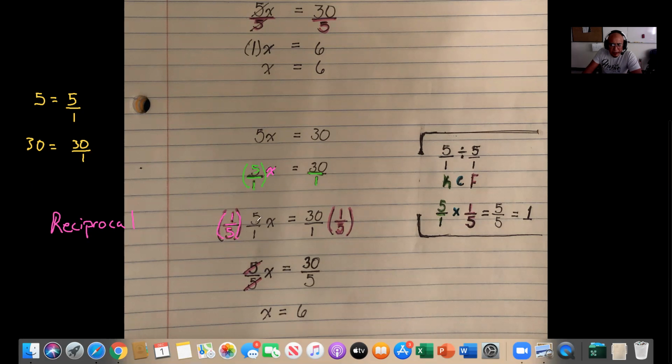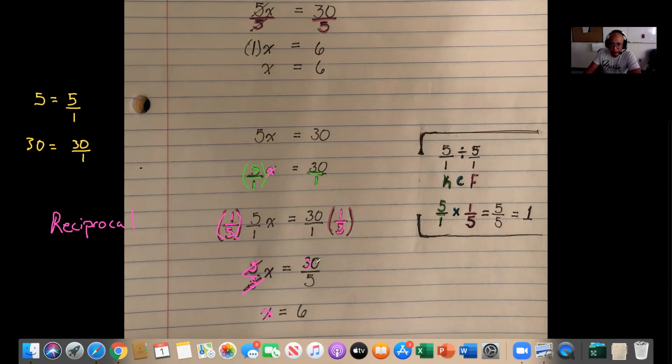Why? Well, remember, I want to get rid of this 5 over 1. And what happens when I multiply 5 over 1, this fraction, by its reciprocal, by 1/5? Well, 1 times 5 is 5. 5 times 1 is 5. So I'm left with 5 over 5. Ladies and gentlemen, 5 over 5 is the same thing as 1. 1 times x is just x. Again, to get rid of a fraction, just multiply it by its reciprocal. Since I had to multiply this side by 1/5, I'm going to multiply this side by 1/5 as well.